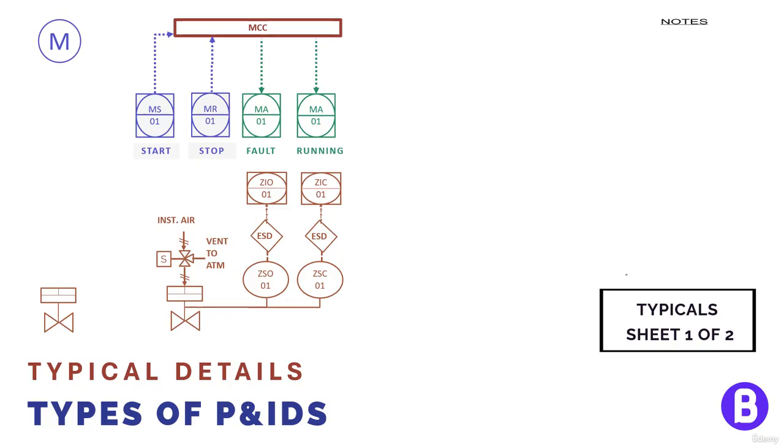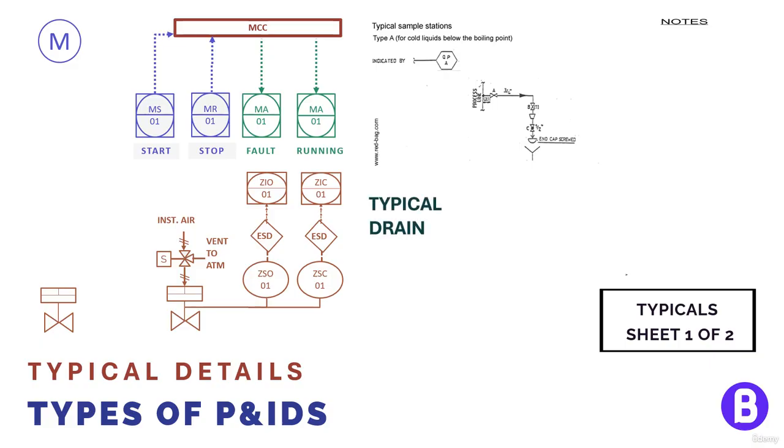This is not just applied on instruments. This can be used for many consistent arrangements that are repeated multiple times in the P&ID and that take up much space in the drawing. So we can add typical details to add sample connections and from where to take the fluid samples in order to be analyzed in the laboratory. We can also add typical details for the drain arrangement, which shall be applied to all drain connections.